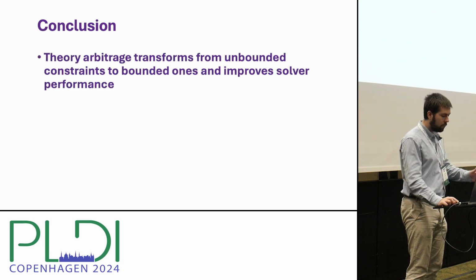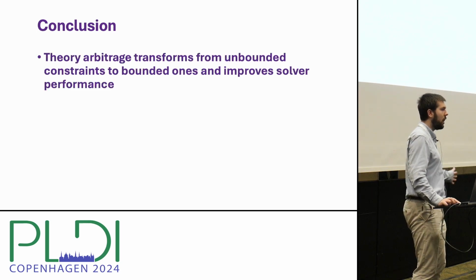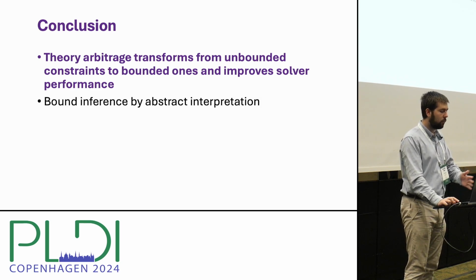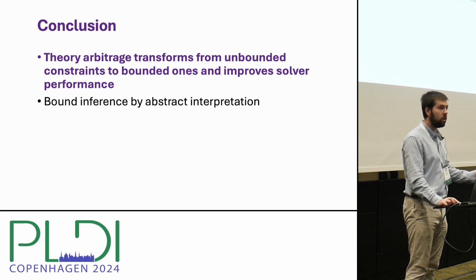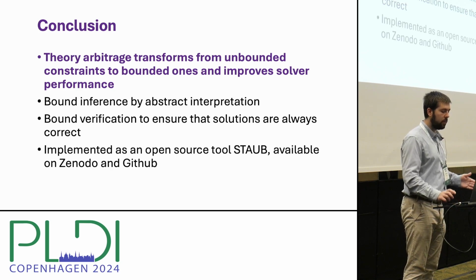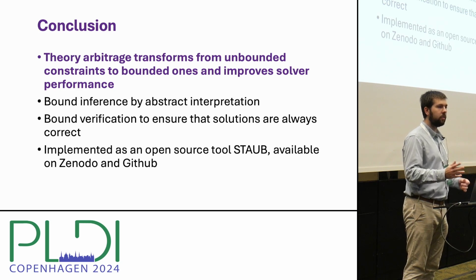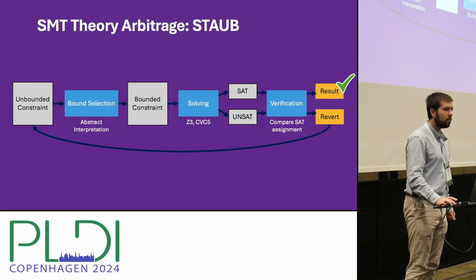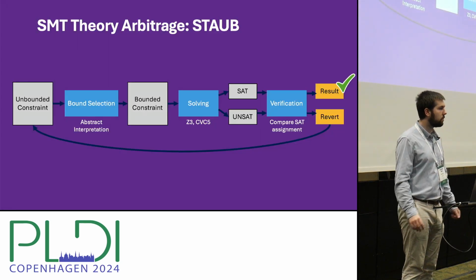So in conclusion, theory arbitrage is transforming unbounded constraints into bounded ones to get a performance improvement. We do bound inference through abstract interpretation. And we do bound verification at the end to make sure the user is always getting the correct result. We've implemented this as an open source tool called STAUB that's available on GitHub and archived on Zenodo. And with that, thank you, and I'd be happy to take any questions.